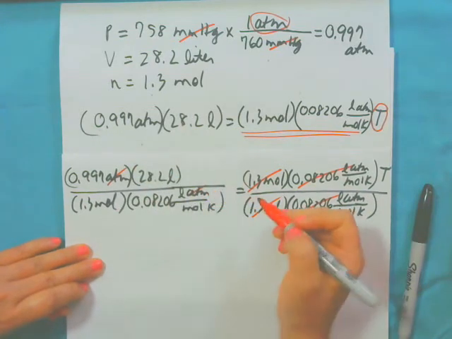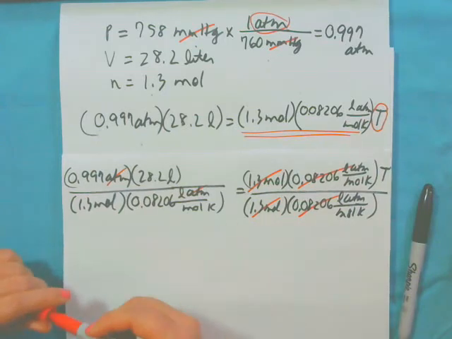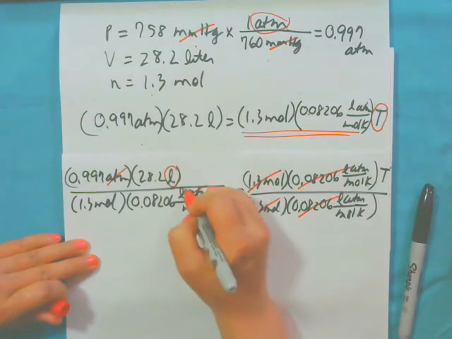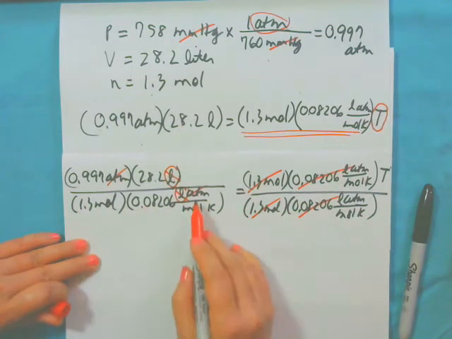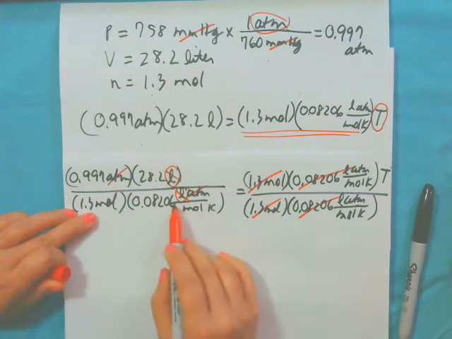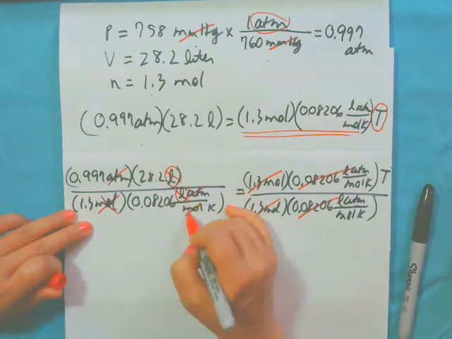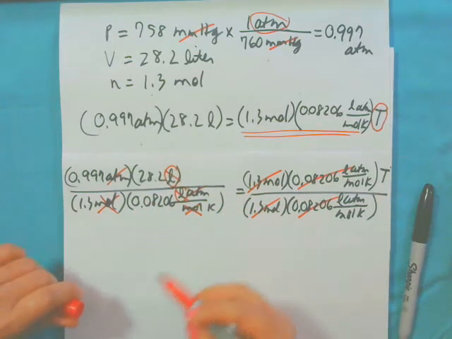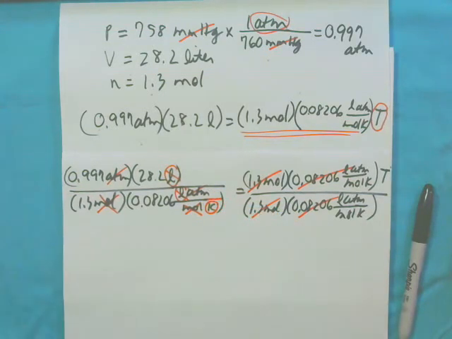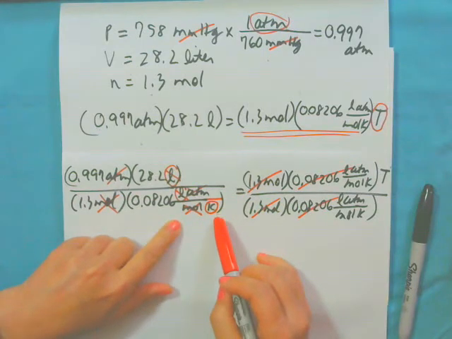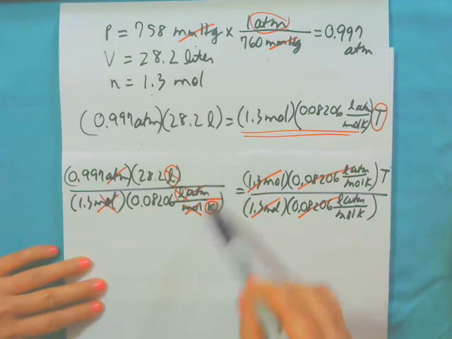So you've got atmospheres, that's going to cancel because you've got atmospheres on top and atmospheres on the bottom. You also notice that my liter will cancel my liter because there's a liter on top and a liter on the bottom. On the denominator, I've got a mole, and on the top of this division line, this mole will cancel this mole. So the only unit that I have not canceled out is my Kelvin. But Kelvin is on the bottom of the denominator, so it's really on top of the division line.